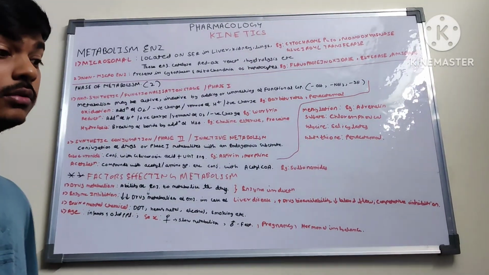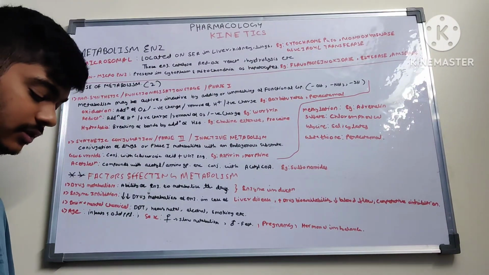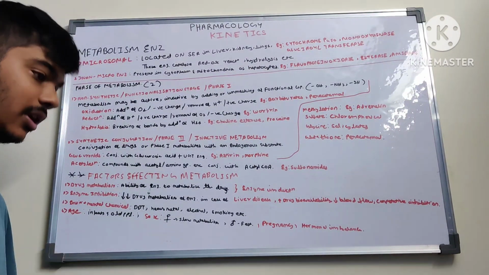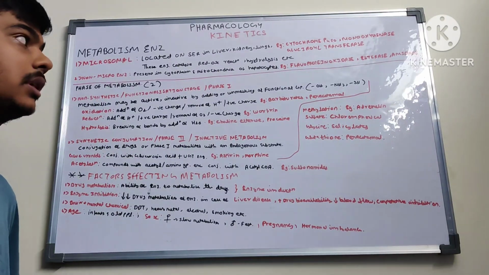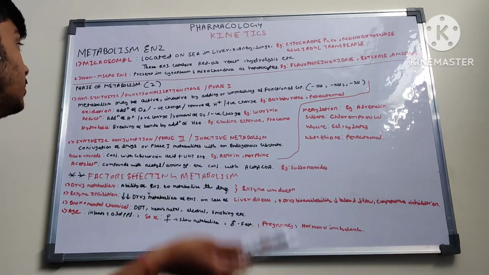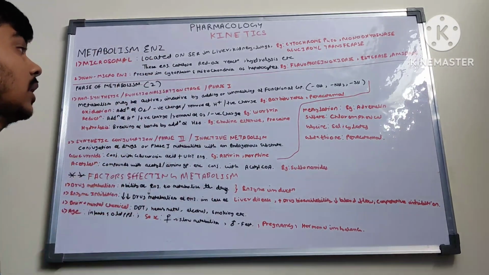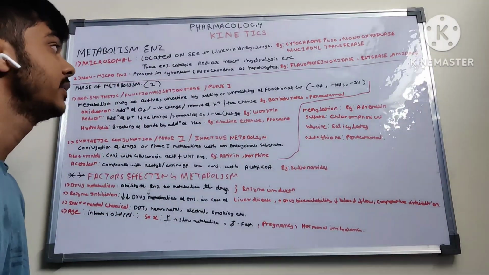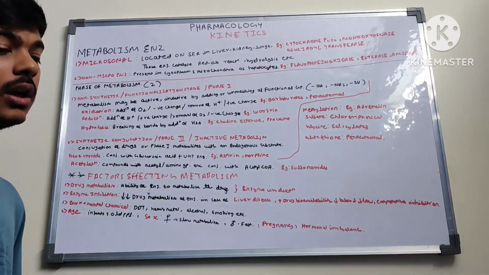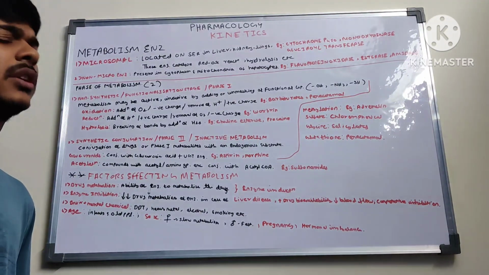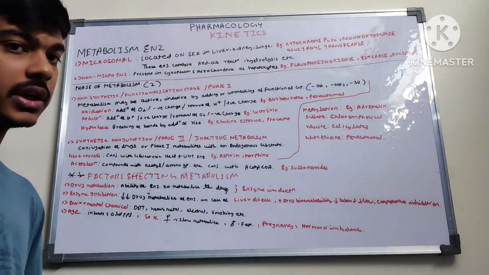Initially we need to know, as I told you previously, that enzymes are required. The drug goes to the liver, and the enzyme converts it into a metabolite. So we'll study the enzymes first. The enzymes are either microsomal or non-microsomal. What is a microsomal enzyme? It is located on the smooth endoplasmic reticulum in the liver, kidney, lungs, or various other organs. It could be the intestine also, where metabolism of the drug takes place.